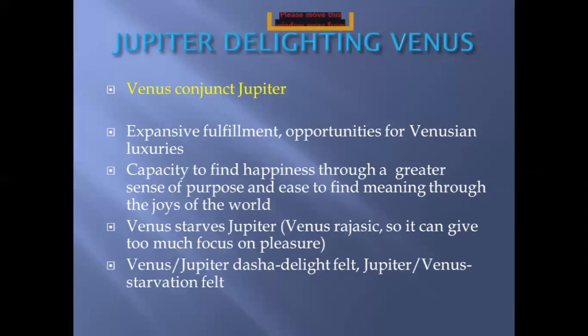So when the natives run in a Venus-Jupiter dasha, the delight is going to be felt. But when they're running a Jupiter-Venus dasha, the starvation is going to be felt more, as Venus is going to be starving Jupiter. Whereas in the Venus-Jupiter dasha, Jupiter is going to be the one helping Venus, delighting Venus. So we always look at the sublord of the dasha, and that's the one that's going to affect the dasha lord.